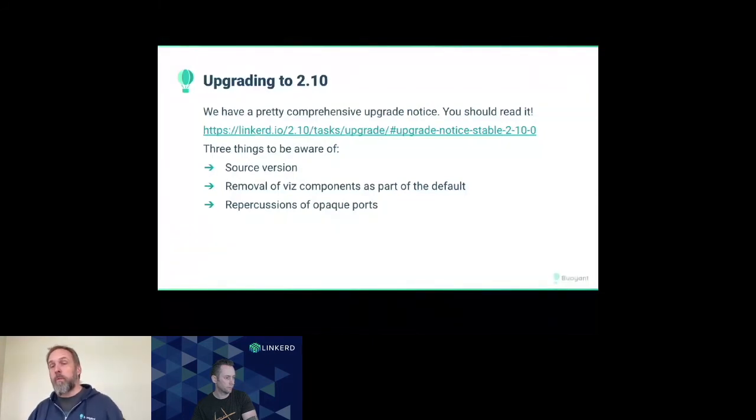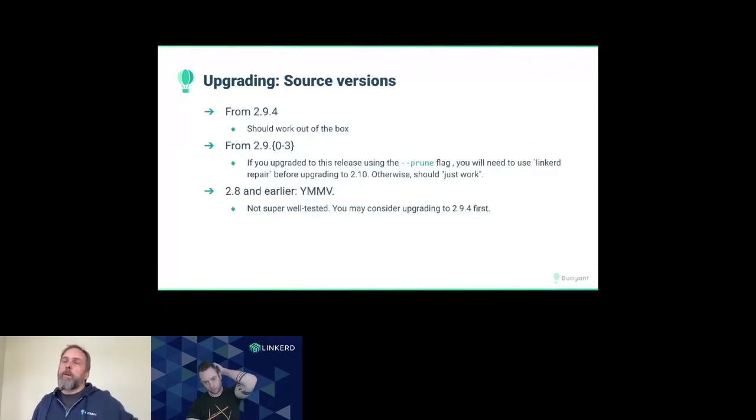The first is what version of Linkerd are you upgrading from? The second is the removal of the viz components as part of the default control plane install. And then the third, which is probably the most nuanced, is the repercussions of opaque ports, and especially the change from default skip ports to default opaque ports. So let's walk through each of those in turn.